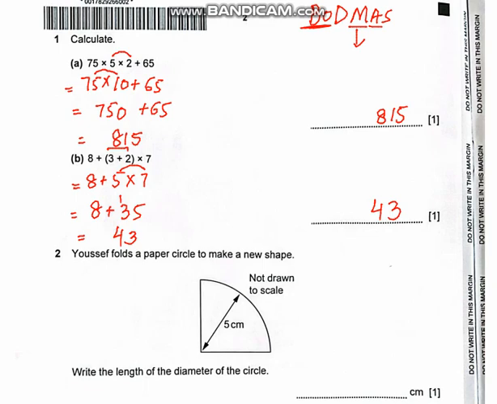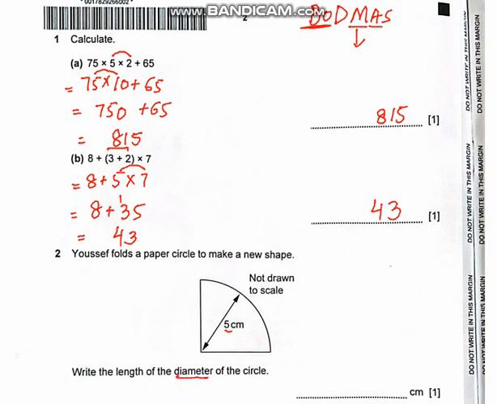Okay, just like that, you have to do the second question. Yusuf folds a paper circle to make a new shape. So this is a paper circle. He folded it into this shape, and now the radius over here is 5 centimeters. Write down the diameter, like write the length of the diameter of the circle.